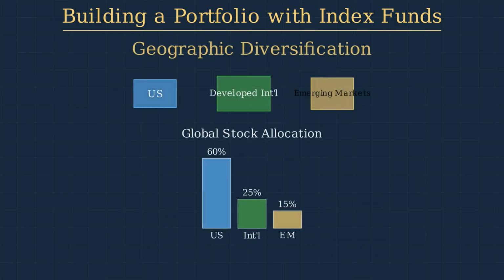Geographic diversification is another important aspect of portfolio construction, spreading investments across U.S., international developed, and emerging markets. A common allocation might be 60% to U.S. markets, 25% to international developed markets, and 15% to emerging markets.